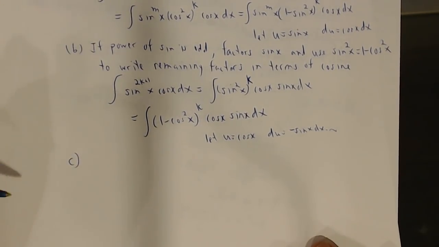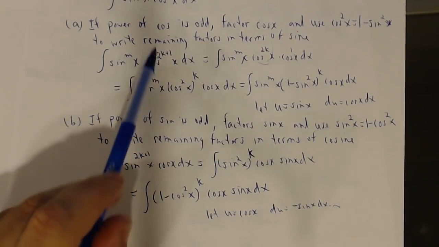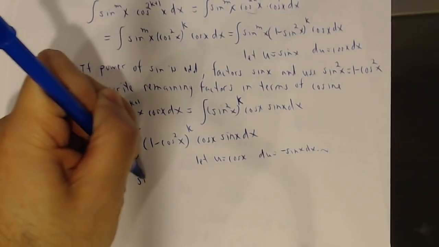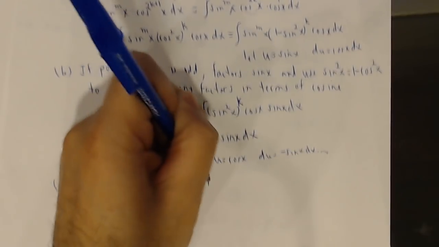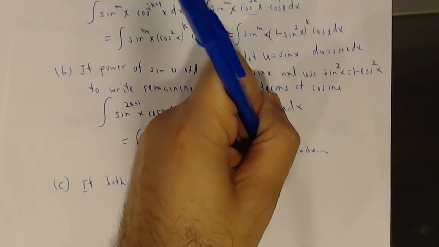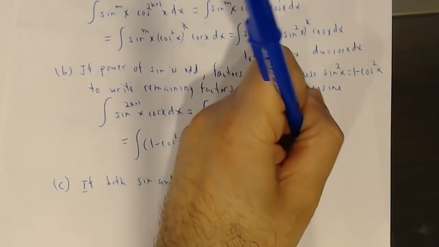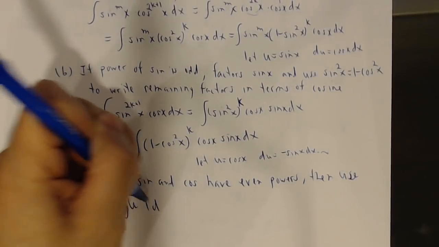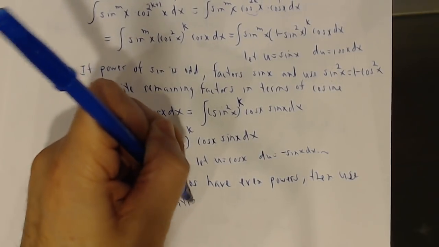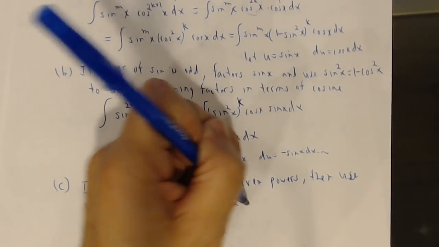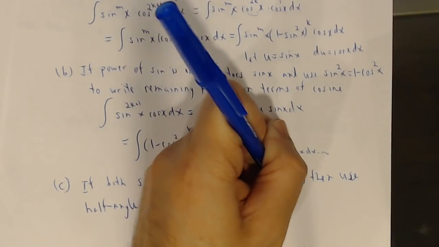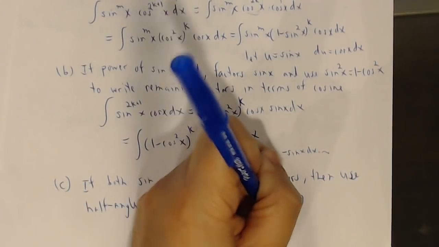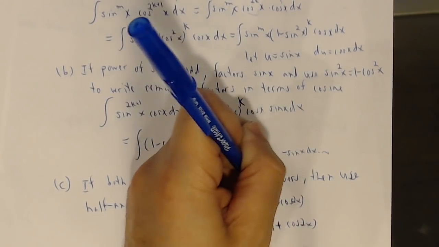So the question then becomes, well, what if none of the powers are odd? Because once one of the powers is odd, it's really nice and convenient. So the last case is if both sine and cosine have even powers, then use the half angle identities, which are sine squared x equals 1/2 times 1 minus cosine 2x, and cosine squared x equals 1/2 times 1 plus cosine of 2x. Remember, this one is a minus.